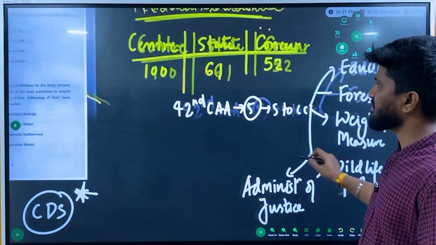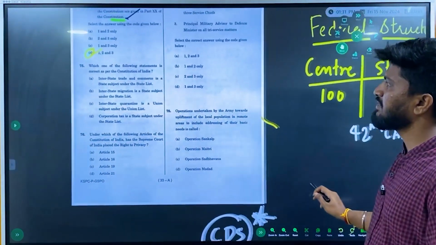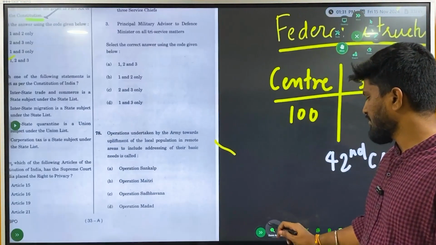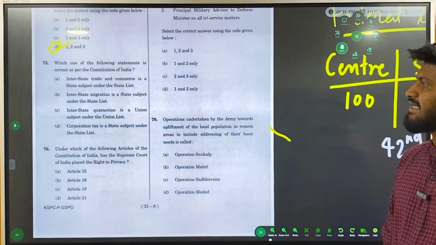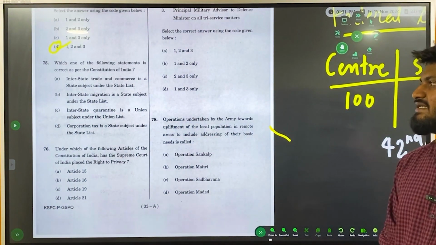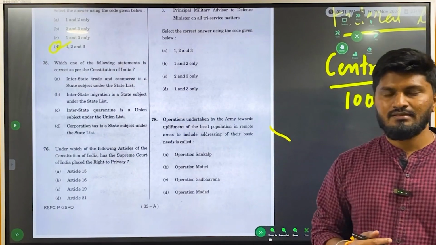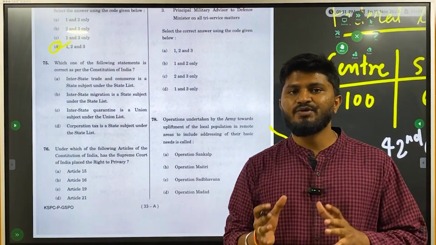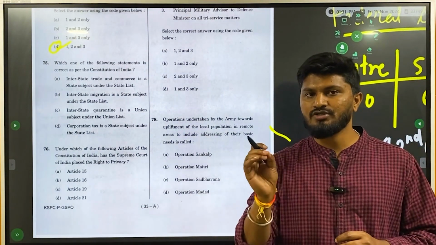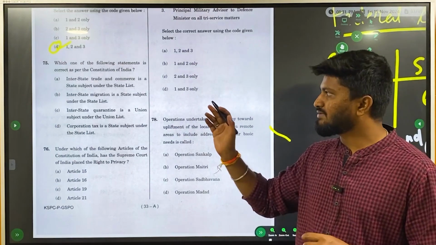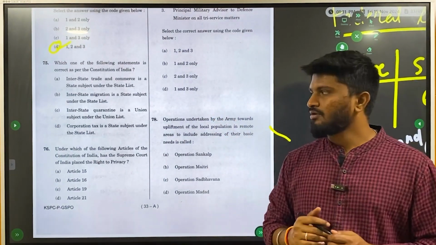So moving back to the present question, what are the options here? Option A: interstate trade and commerce is a state subject on the state list. Just use common sense here. If the trade is between states, can only one state make laws on it? No. So this will be dealt with by the union or central list.